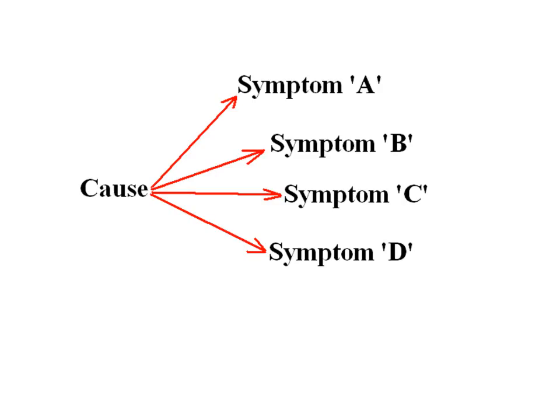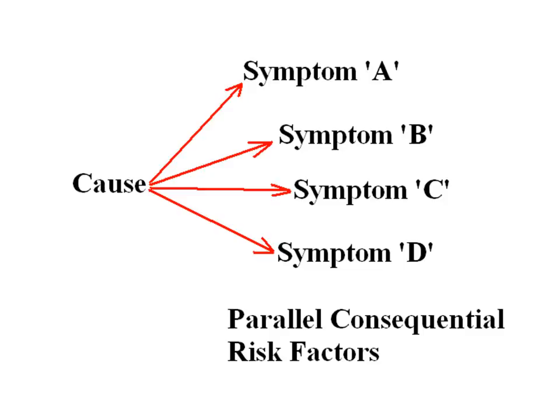We might not see the cause, we might only see some of the symptoms. That makes diagnosis hard and quite a skill. We can call the symptoms parallel consequential risk factors. They are all associated with one cause, the lack of vitamin C in this case, and they all occur in parallel. They all occur next to each other. It's easy to get confused and jump to incorrect conclusions.